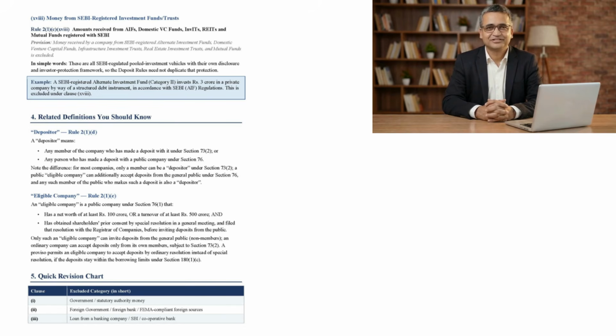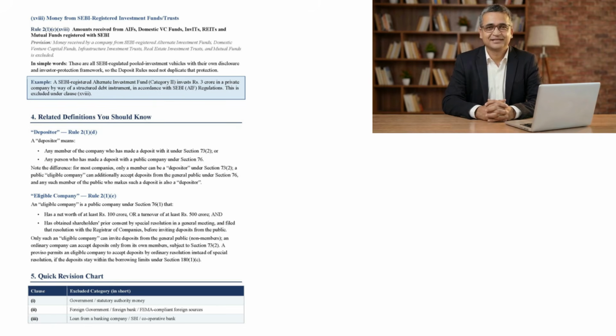In simple words, not every public company can accept deposits from the public. Only an eligible company fulfilling the legal conditions can do so. This is one of the favorite MCQ concepts. Quick revision. Let's revise today's lecture.